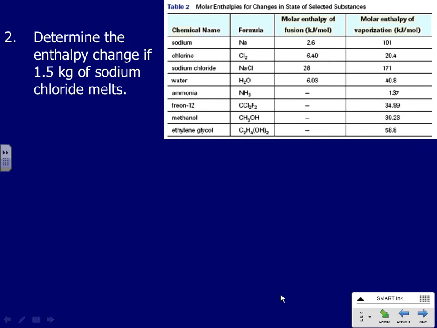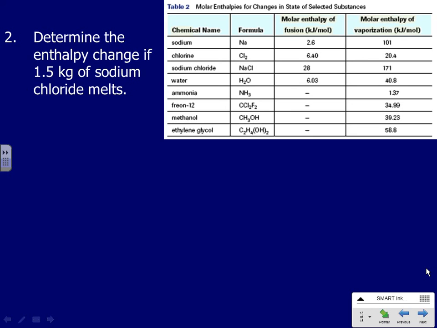Okay, let's just do one more. So now instead of moles, I've given you a mass. This is just like stoichiometry all over again, except now we've got a new conversion factor. What am I gonna do with that mass? What am I gonna do with that number?